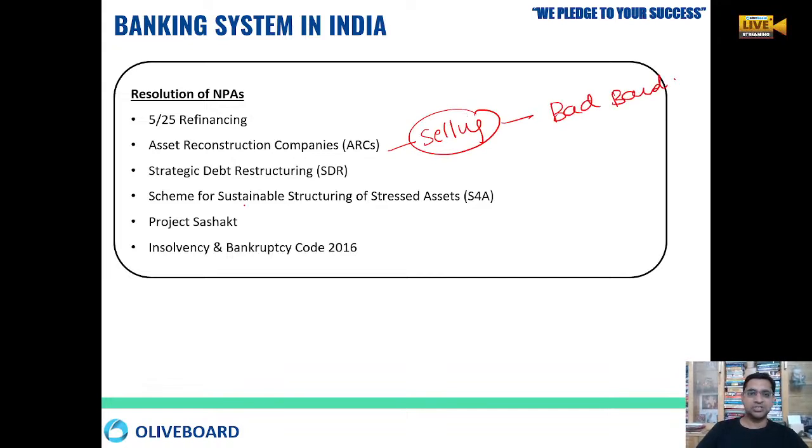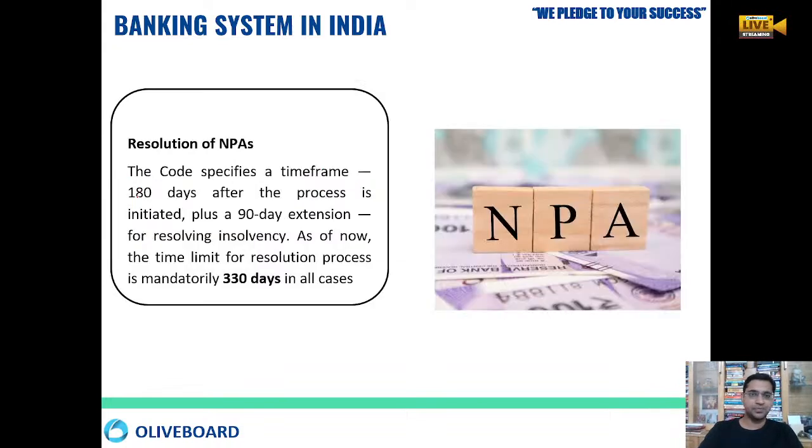Okay. Then strategic debt restructuring. Whatever loan you have given, you can restructure that for the purpose. Then sustainable structure of the stress asset. Project Shashakt is there. Insolvency and Bankruptcy Code has been launched. These are the important things that have been launched specially for resolution of the NPA crisis.